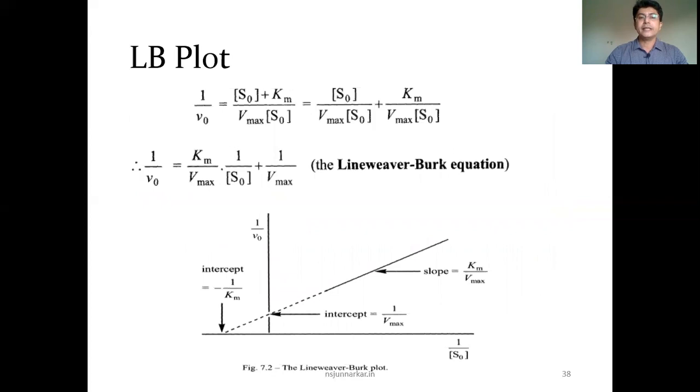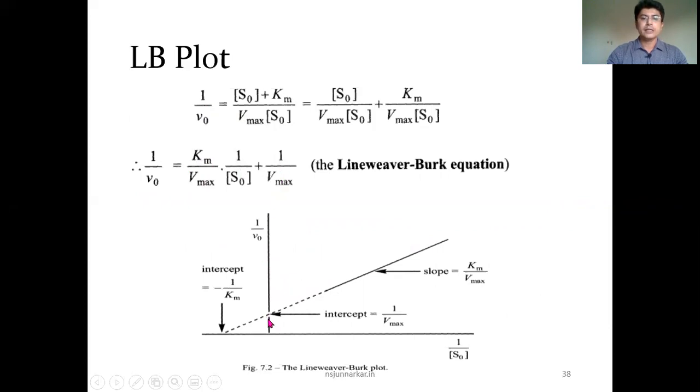Now, to get the accurate Km value, we use the LB plot, which makes use of the MM equation. The MM equation is inverted on both sides, reciprocal is taken, and the LB equation is shown over here. So 1/V0 is equal to Km/Vmax into 1/S0 plus 1/Vmax.